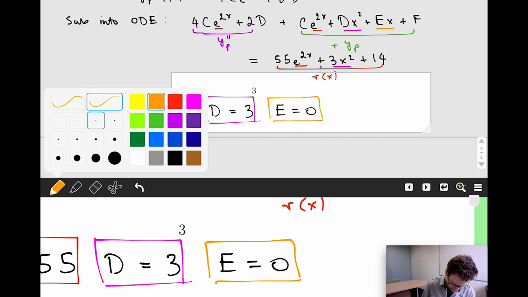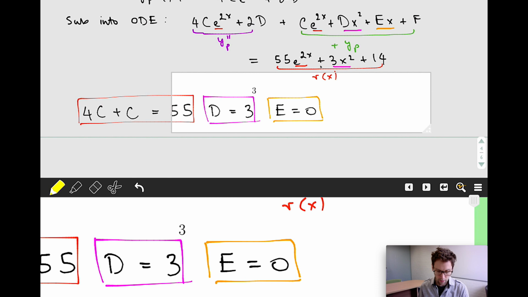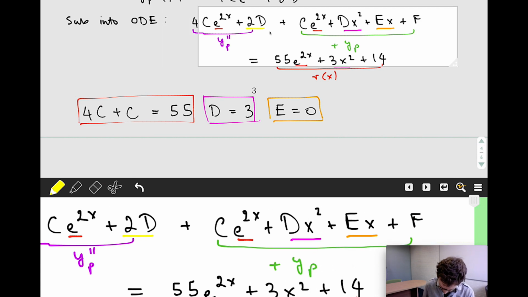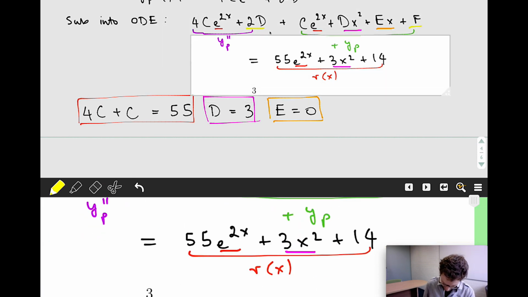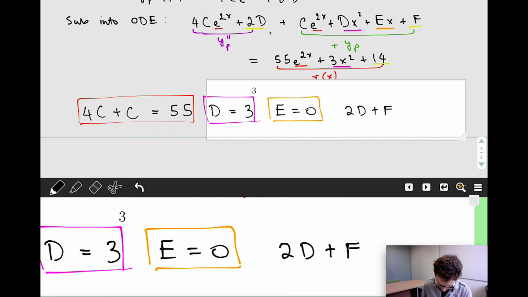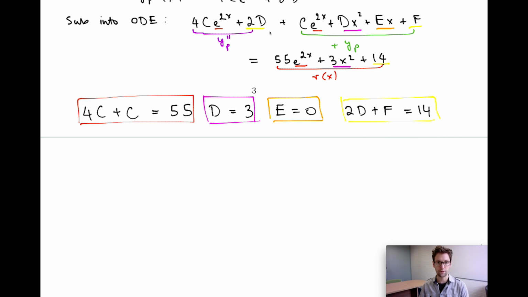Last one, the terms involving constants. So there's a 2d there, there's an f, and there's a 14. Those are all the constant terms. So let's gather those together. I've got 2d plus f is equal to 14. So you see that I've got 4 equations for 4 unknowns.